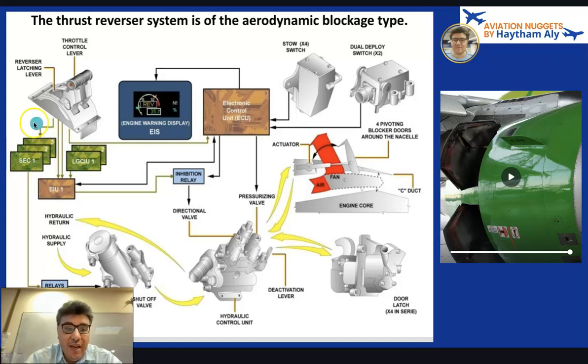So the spoiler elevator computer receives a signal from a switch inside the throttle control unit at -3. The spoiler elevator computer then energizes the relay and opens the hydraulic shutoff valve, which allows the hydraulic supply coming from the hydraulic system to reach the hydraulic control unit. So this shutoff valve and this spoiler elevator computer are called the independent line of defense. They are the third line of defense.